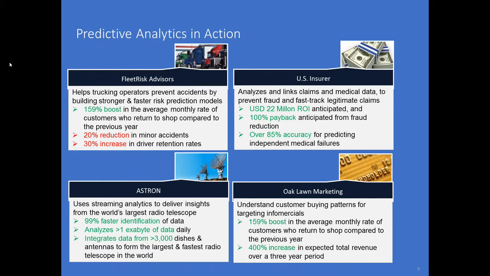So here are some examples of how predictive analytics is being used in action today. As you can see, a 159% boost in average monthly rate of customers who return to shop compared to the previous year, using this in trucking operations. If you're a U.S. insurer, a 22 million ROI is anticipated with 100% payback from fraud reduction, and many more. Even on the marketing front, if you look at this, a 400% increase in expected total revenue over a 3-year period. So that gives you real reasons.